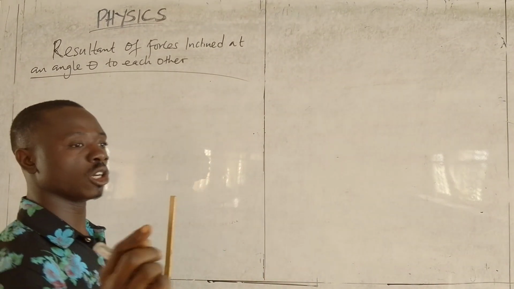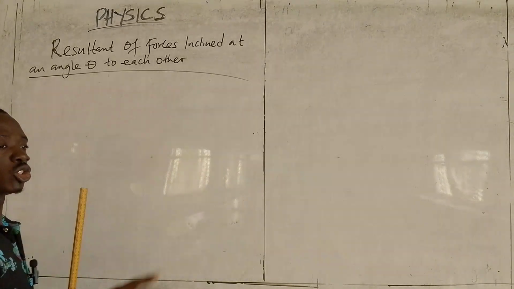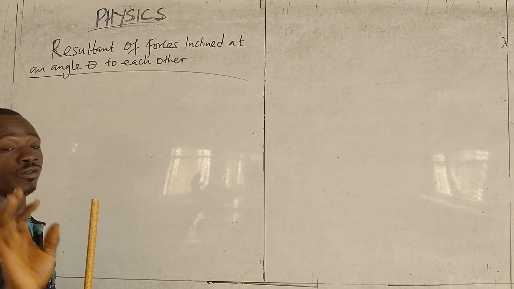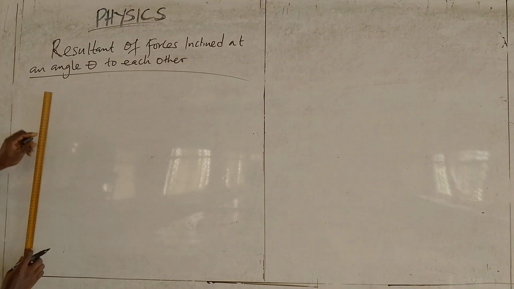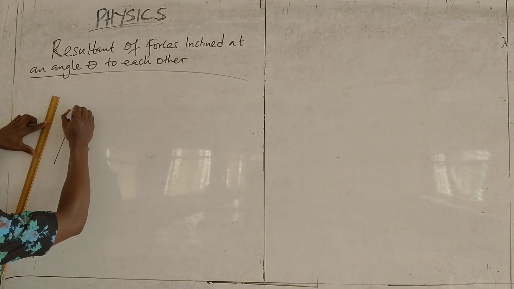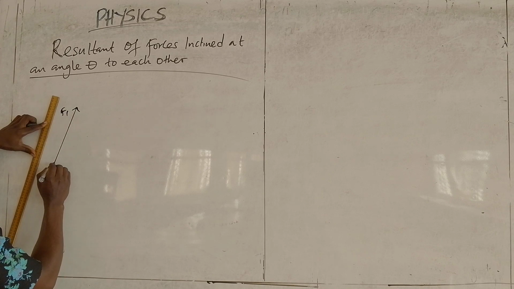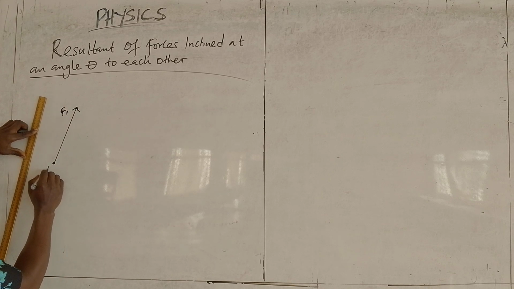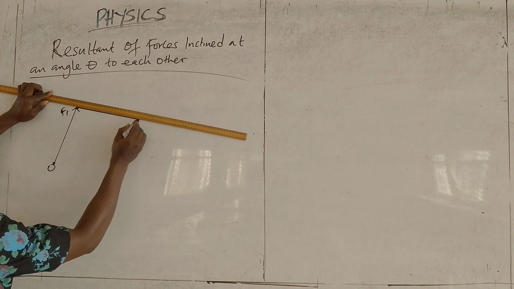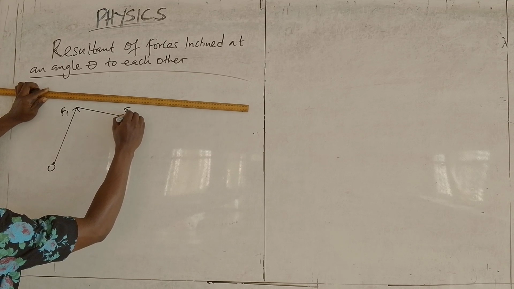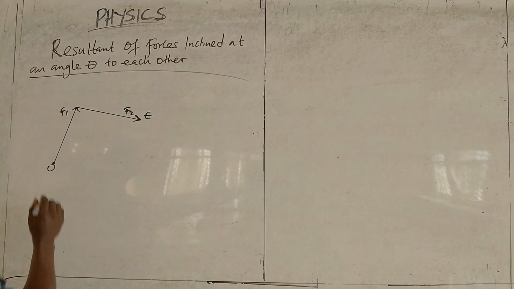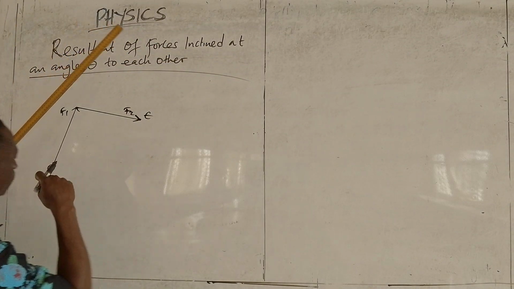But before I use the law of parallelogram of forces, let me show you how vectors are added, vectors that are at an angle to each other. If you have a force in this direction, let me call this one F1. F1 takes off from the origin here. This is O. And then it changes direction and goes this way. That is F2, and the journey ends here. I will call it E, which is the end point. O is the origin, E is the end point.